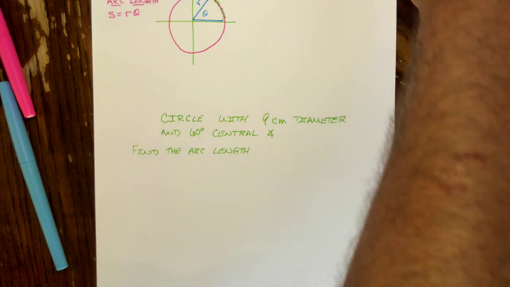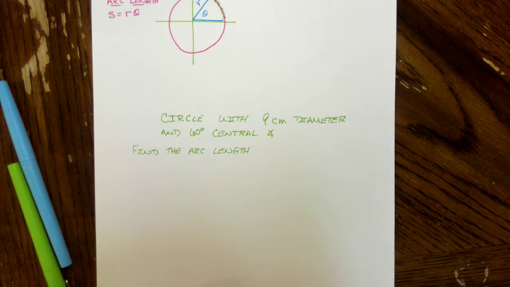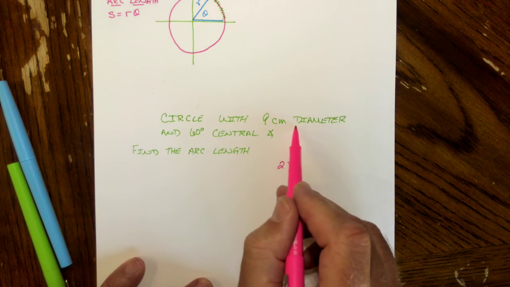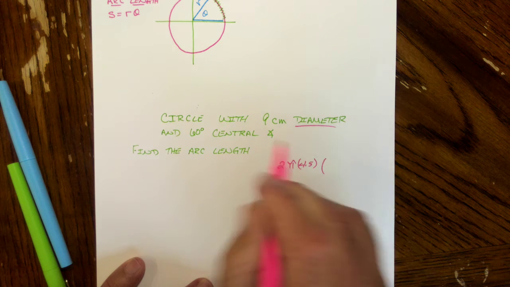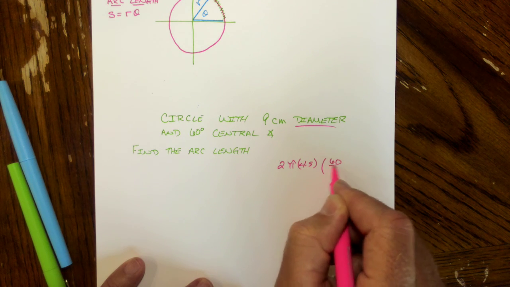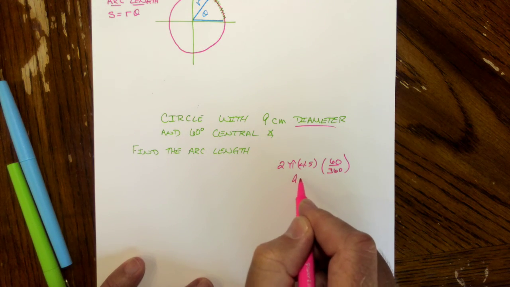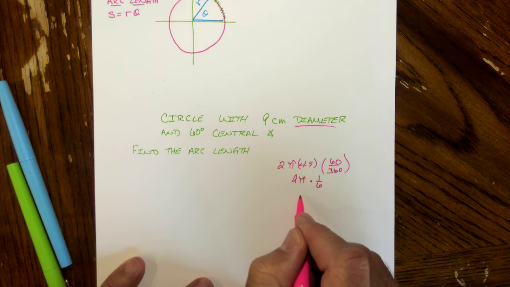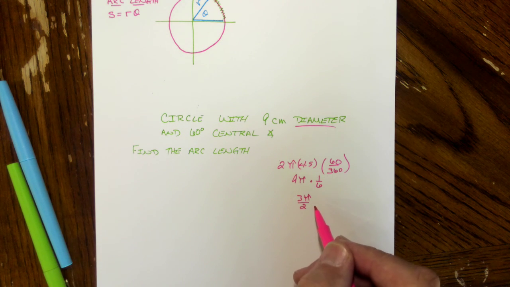I've got a circle that has a 9 centimeter diameter and a 60-degree center angle. Find the arc length. Okay. Well, if I was back in my good old days of geometry, I would go 2 times pi. This is a diameter, I need a radius, so 4.5, times 60 over 360. What fraction of the circle are we taking out? All right, so this is 9 pi times 1/6 when you reduce, and that's going to give us 3 pi over 2. That's in radians.